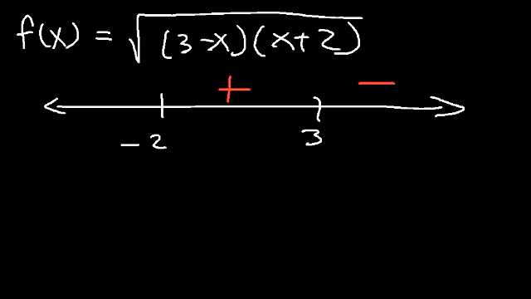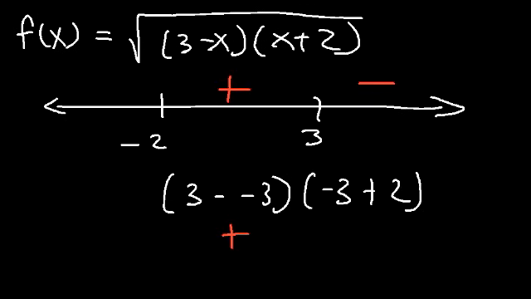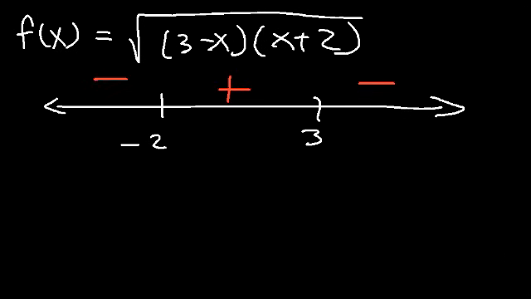Now for the left side, if we try, let's say, negative 3, 3 minus negative 3 is positive, but negative 3 plus 2 is negative. A positive and a negative will give you a negative result. Now we want a positive number. That's the only numbers that's going to work for a square root with an even index number.